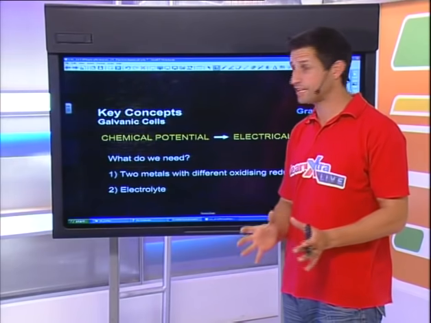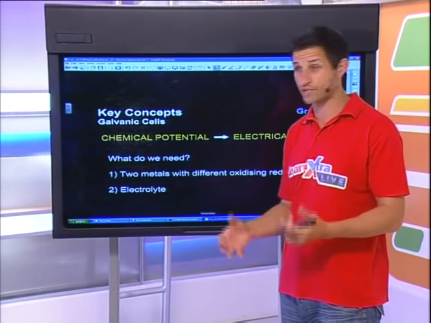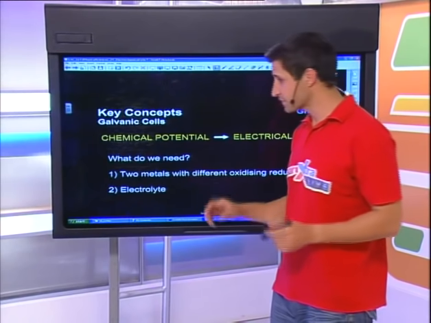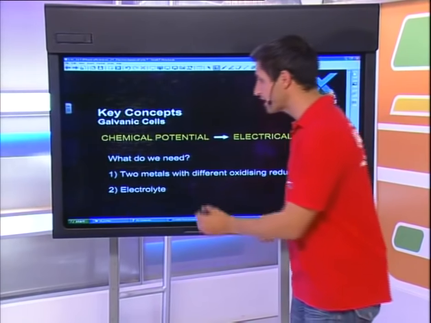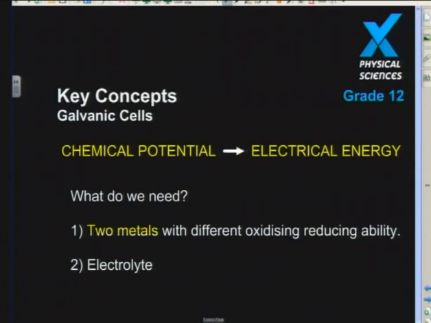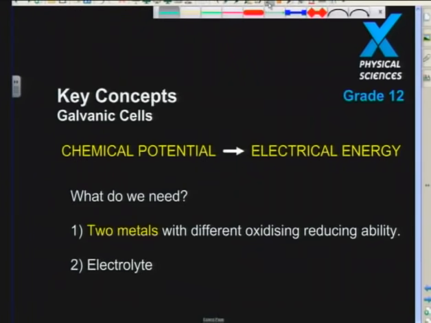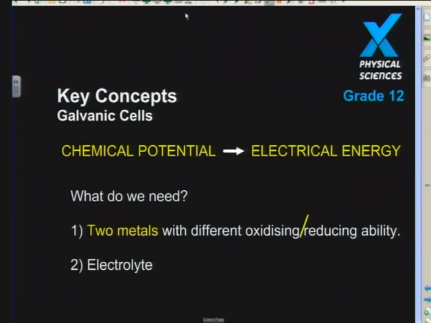Now, here's what you'll need if you want to make yourself a successful galvanic cell. Over here, this is a very basic form of doing it. I need two metals. Now, these two metals need to have something. This is going to start confusing a couple of people. It says, with different oxidizing or reducing ability. Let's just put a slash in there. Okay, so different oxidizing or reducing ability.